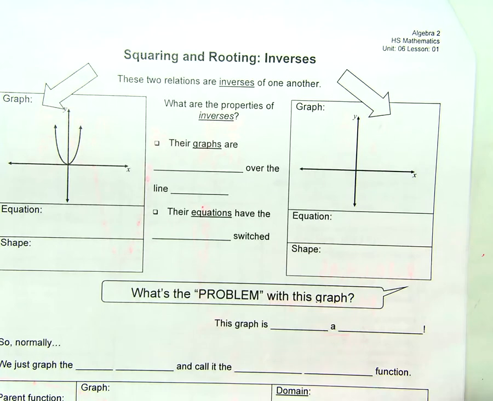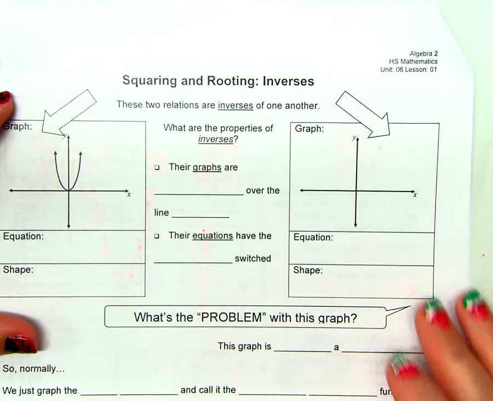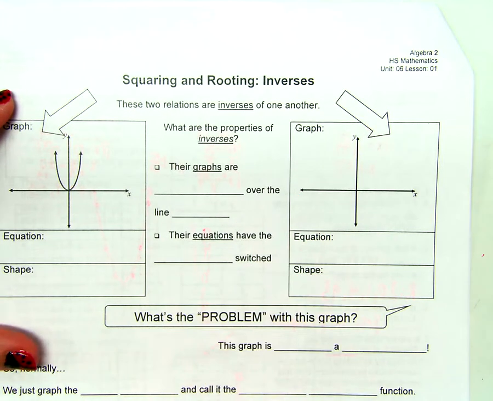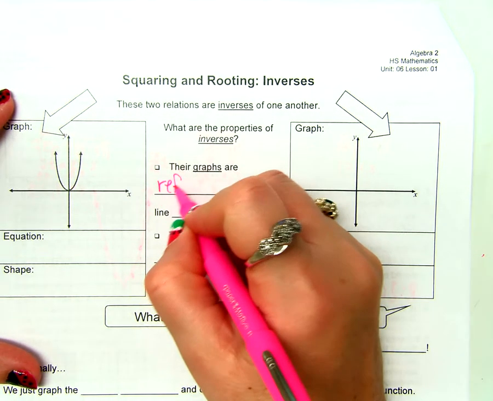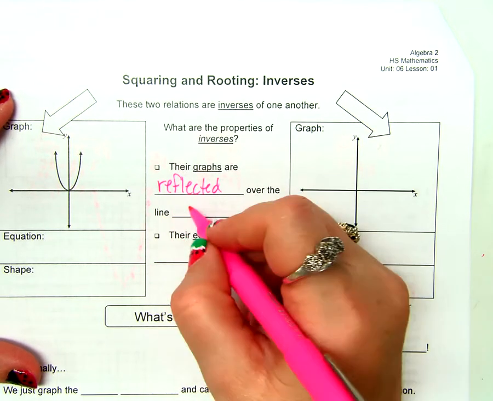These two relations are inverses of each other. We know that because we just found them, right? What are the properties of inverses? Their graphs are blank over the line blank. Reflected. Over the line y equals x.